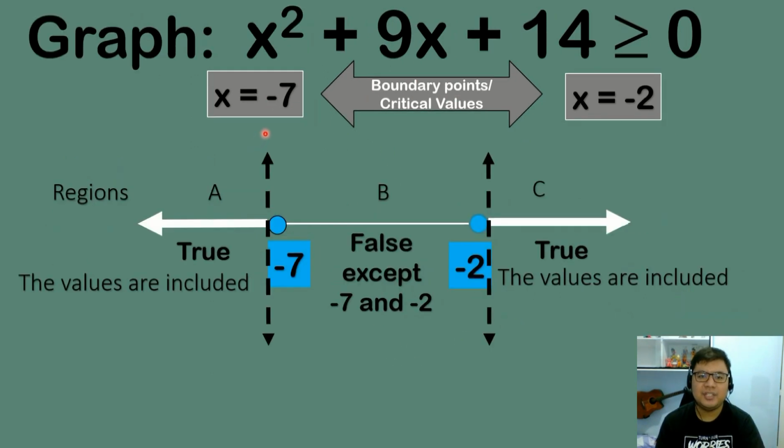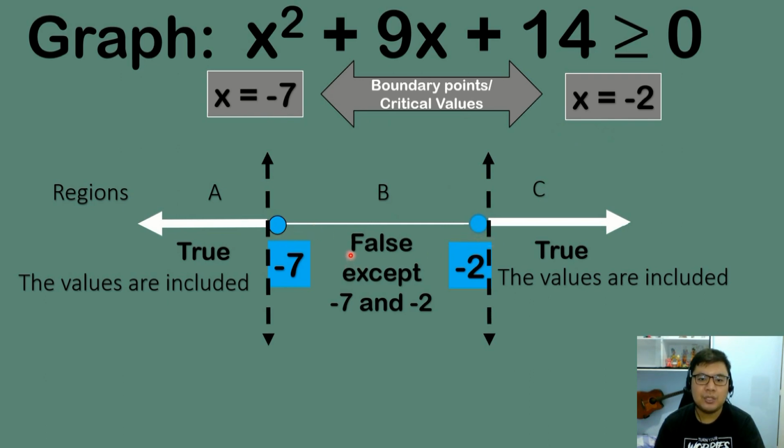So let's have another example. So this time, palitan lang natin yung inequality symbol. So this time, magiging greater than or equal. Tingnan natin yung magiging pagkakaiba. They have the same boundary points. x is equal to negative 7, x is equal to negative 2. So nandito yung negative 7, nandito yung negative 2.